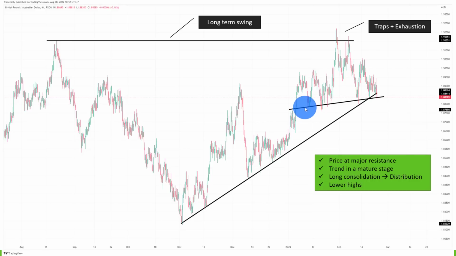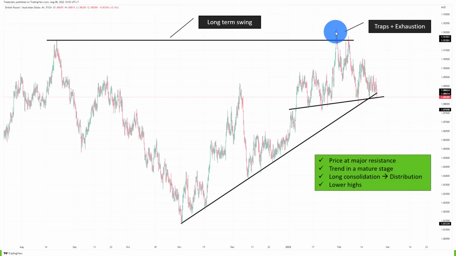And what you will often see is that if the market trades sideways for that long, very often this is not going to lead to a continuation, but more to a reversal. So this will turn often into a distribution. And very often you will see in a mature trend at a resistance, if you see this prolonged sideways trading, very often more selling is to come.